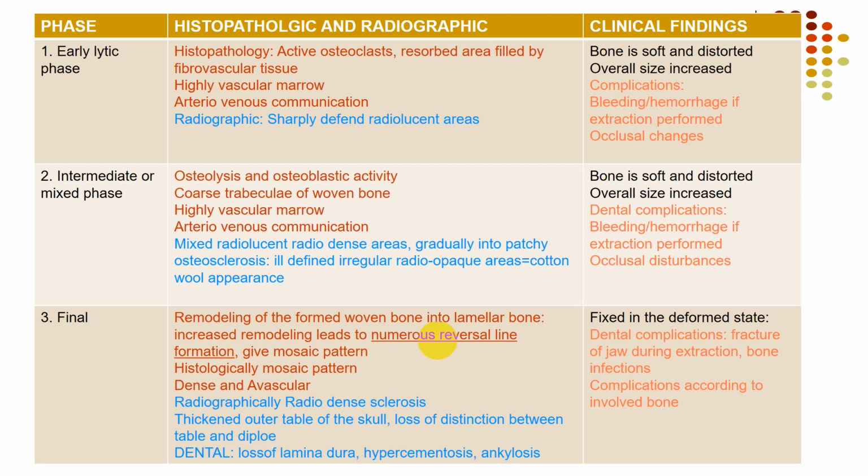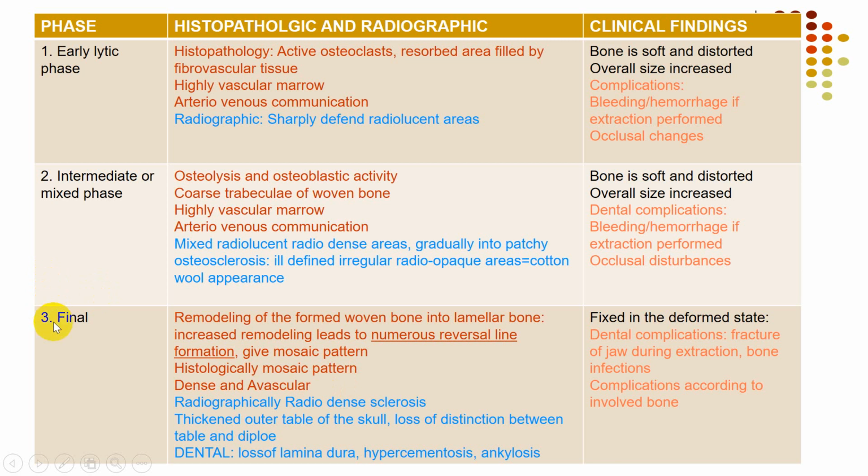Usually it is slightly blue on the H and E stain sections, because the activity here, or the mineralization of bone, is reversed. It will give us the mosaic pattern, even histologically, of course.